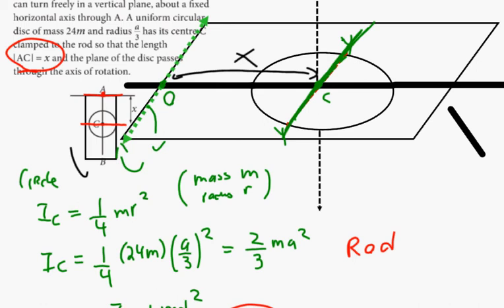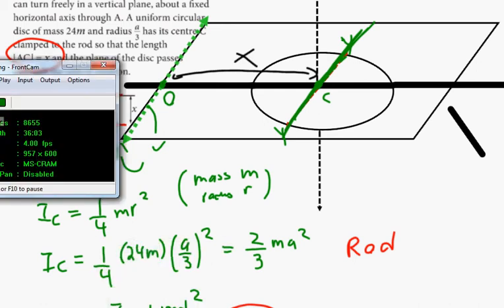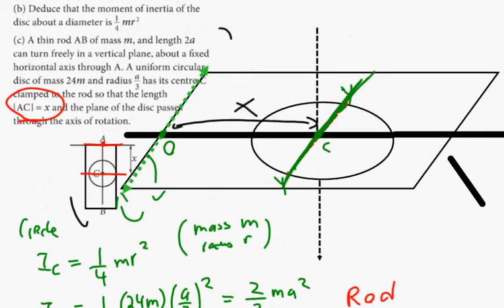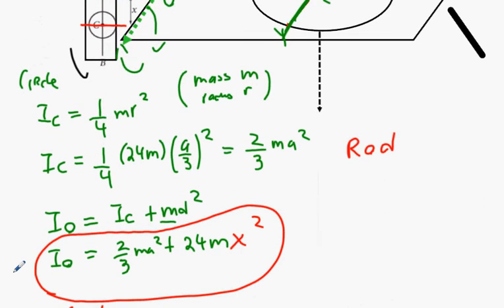4/3 ML squared. Now that we're here, what's the rod, guys? The rod is how long? It's of mass m, and how long is it? Length 2a. Mass m, length 2a, held by its end. Okay, so it's going to be 4/3 ma squared.